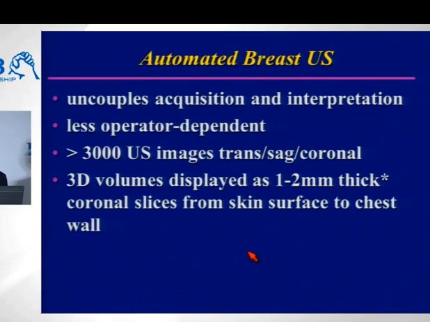The nice thing is that it uncouples the acquisition and interpretation part of an ultrasound. If you're doing a handheld examination and you come across a lesion, you stop, you take pictures, you think about it, you turn your harmonics on and off, and so on. So you're interpreting it at the same time as you're acquiring it. When you do an automated, all the images are collected and they're viewed later, just like we do when we're reading screening mammography offline. A typical examination will be over 3,000 images, and they're displayed transverse, sagittal, and coronal, and the 3D volumes are displayed as 1 to 2 millimeters thick because that's the typical diameter of the TDLU.